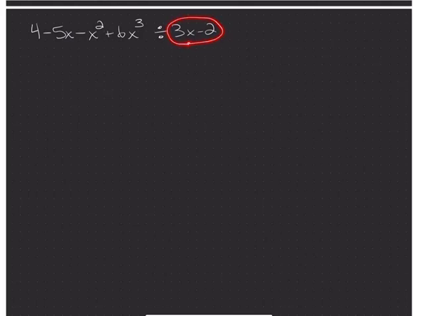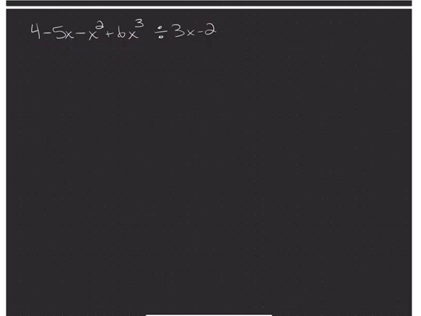Let's say I wrote it all scrambled. So I'm going to give you 4 minus 5x minus x squared plus 6x to the third. And we're going to divide that by 3x minus 2, right? So we know just by looking at this, this is our divisor that goes on the outside. This is our dividend that goes on the inside, and we got to find the quotient. But before I write this into my dividend, I want to make sure that I'm going from highest to lowest. So I want to be in that standard form.